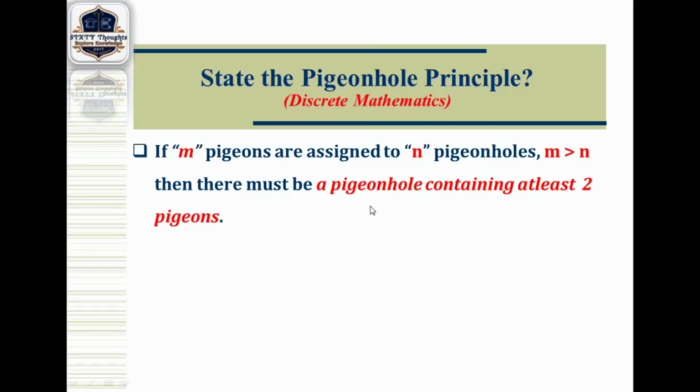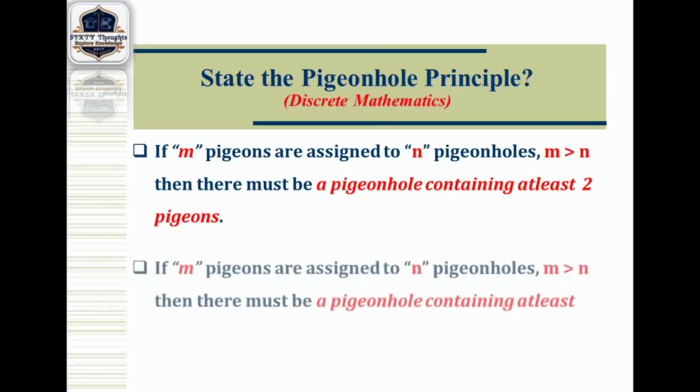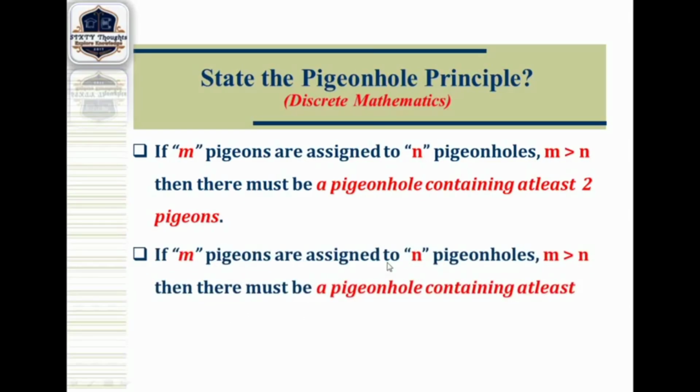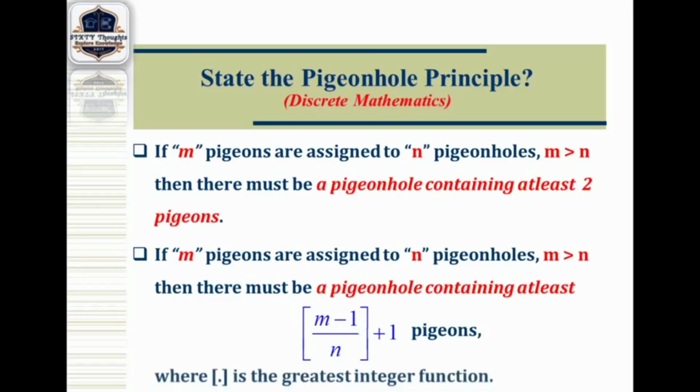Now we discuss what is the generalized pigeonhole principle. If m pigeons are assigned to n pigeonholes and it satisfies the condition m greater than n, then there must be a pigeonhole containing at least floor of (m minus 1) by n, plus 1 pigeons, where this term is the greatest integer function.